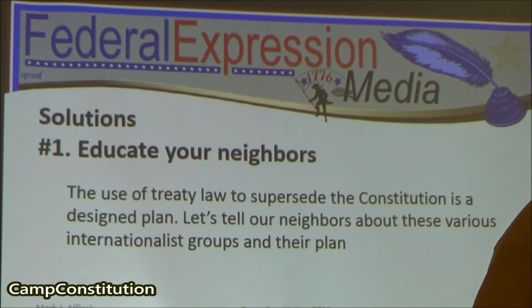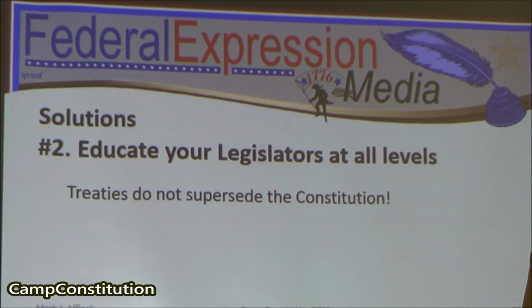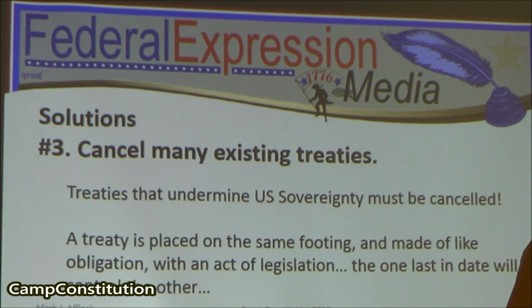What we're going to do is discuss this with our neighbors, for sure. We need to make sure that all of our legislators, at every level, understand that treaties do not supersede the Constitution. Treaties are within the Constitution. We need to cancel a lot of existing treaties. Treaties that are violating our Constitution right now need to get canceled.